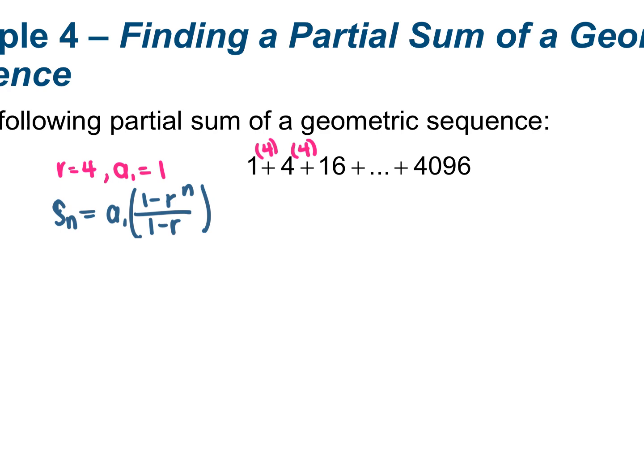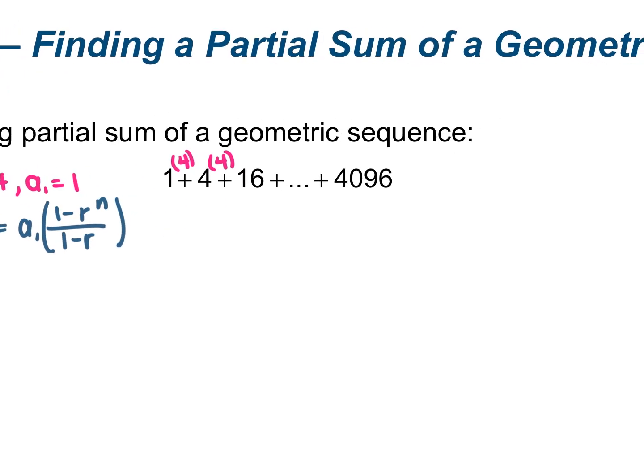From here, you don't have n, but you have the last term. So you can use your rule that we worked with on the questions before this in order to find n. That formula would have been a sub n is equal to a sub 1 times r to the power of n minus 1. We know what a sub n is because that's our last term, the 4,096. Our first term we said is 1. Our common ratio here is 4, and we have n minus 1.